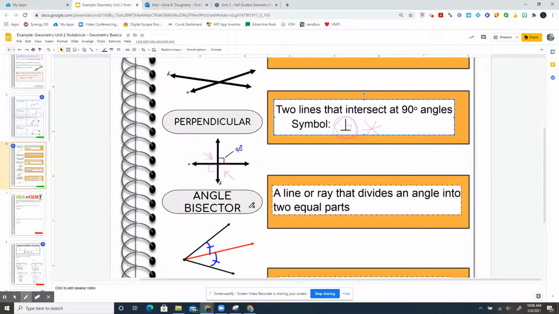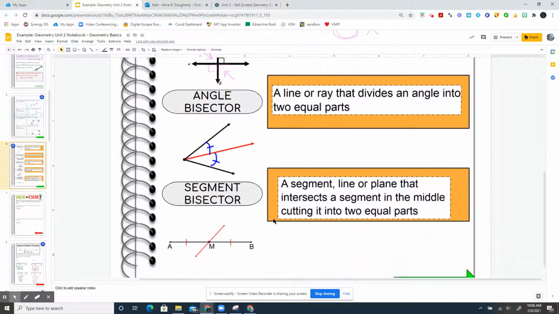And then the angle bisector down here is where we cut an angle with a ray. So a line or a ray that divides an angle into 2 equal parts. If this part is 30 degrees, then this other part is 30 degrees because 60 divided in half is going to give me 30 degrees. So you want to make sure you kind of understand that conceptually.